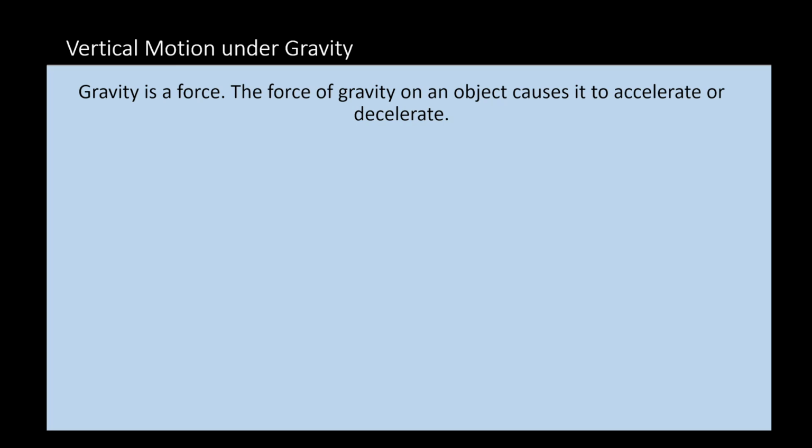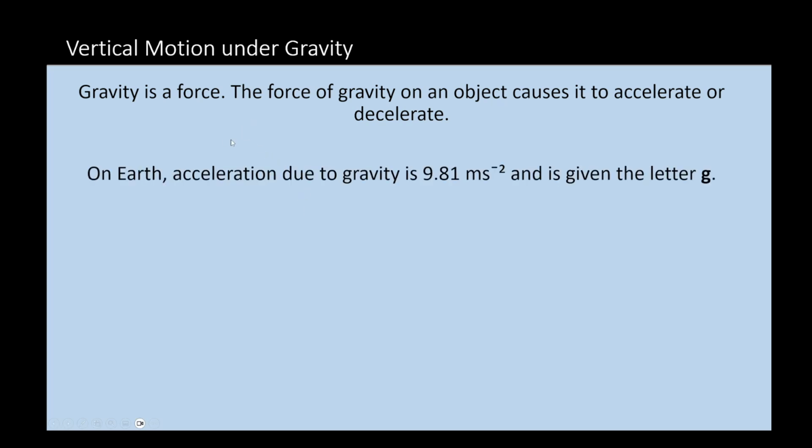Basically what that means is if an object is going up, then the object will be decelerating because it is going against gravity, whereas if an object is going down, it's going with gravity, in which case the object will be accelerating. Now on Earth, acceleration due to gravity is measured as a value of 9.81 meters per second squared, and is given as the letter g.